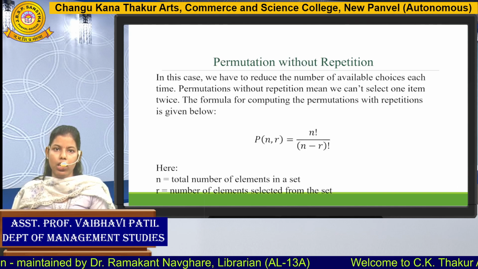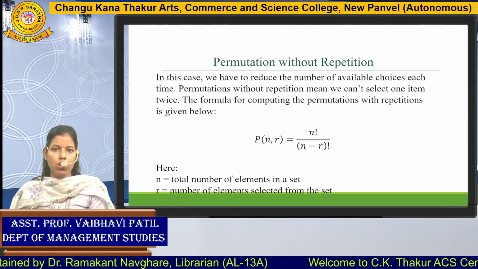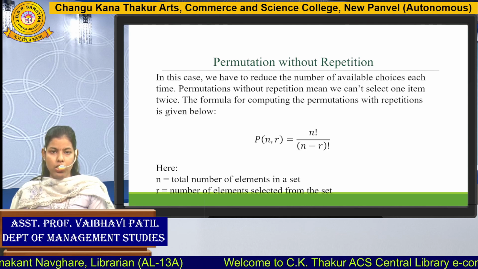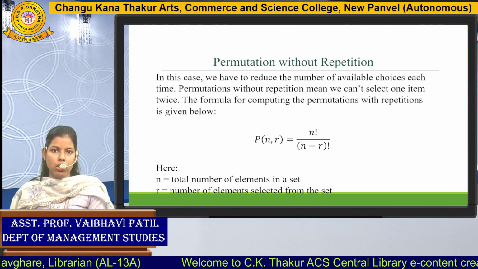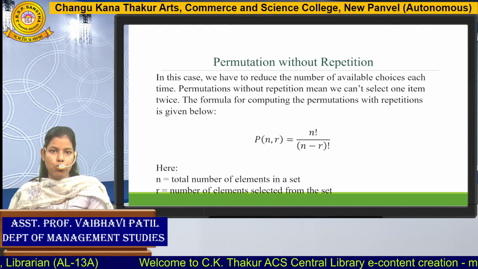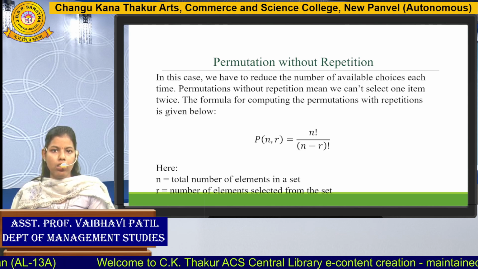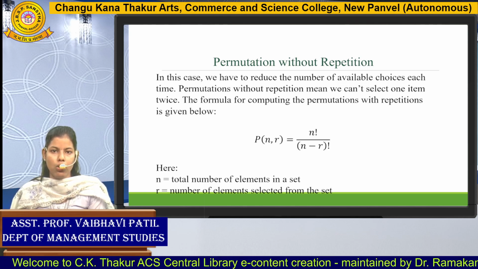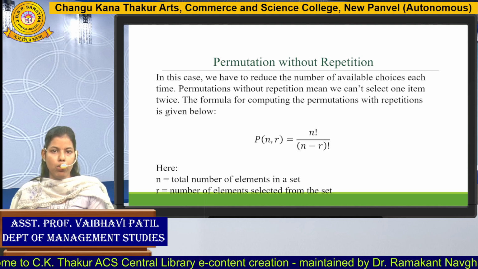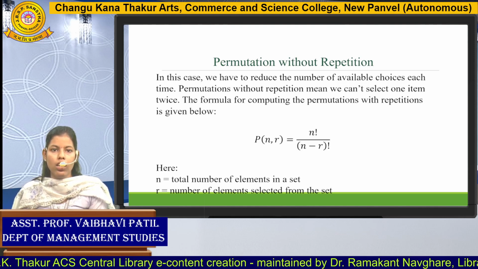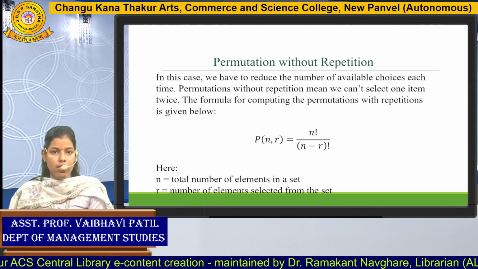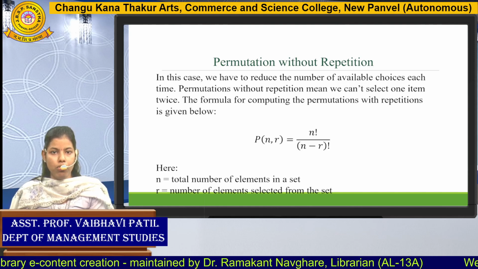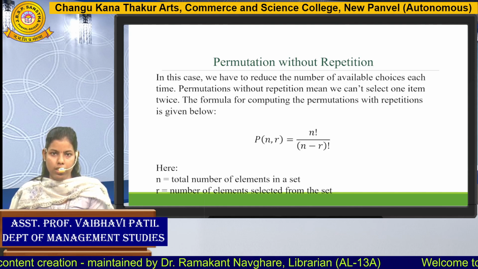Second is permutation without repetition. In this case, we have to reduce the number of available choices each time. Permutation without repetition means we can't select one item twice. The formula for computing the permutation without repetition is given below. That is nPr is equal to n factorial divided by (n minus r) factorial. That is the main formula of the permutation. Here n is the total number of items in a set, and r is the number of elements that are selected from the set.